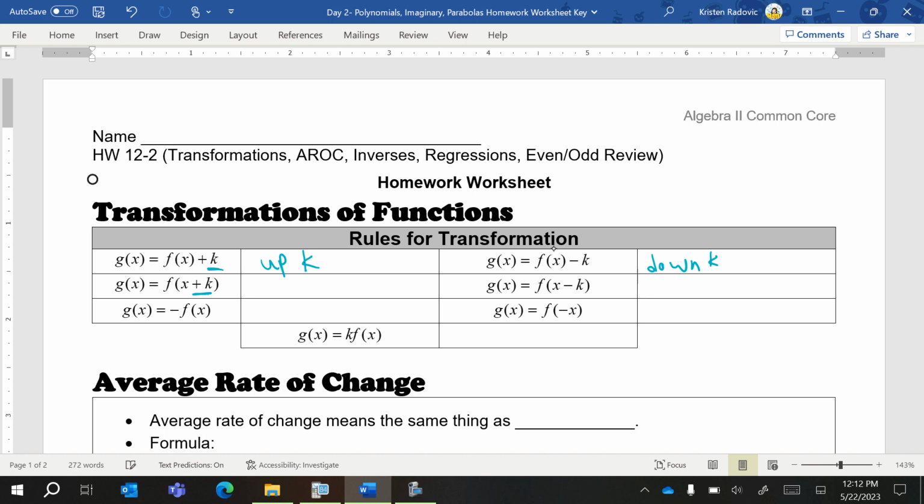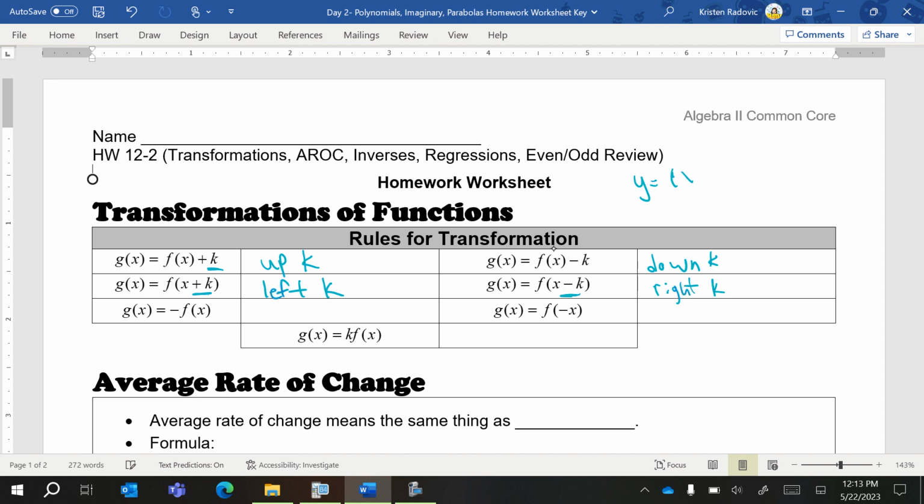If you are on the inside of parentheses, that's going to be counterintuitive. You're going left or right, but you do the opposite. So if I have a plus k, I would actually go left by k. And because it's on the inside and it's negative, I'm going to do the opposite and go to the right by k.